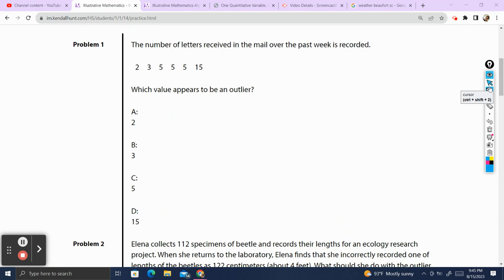So when we're looking for outliers, we're looking for values that are either way higher or way lower than the rest of the data set that we have. In this case, 15 is the highest number we have, and it's 10 away from 5, so that would be a possible outlier. We wouldn't look at 2 because 2 and 3 are very close, so that does not make 2 an outlier. So the correct answer would be D, which is 15. Let's go on to the next question.